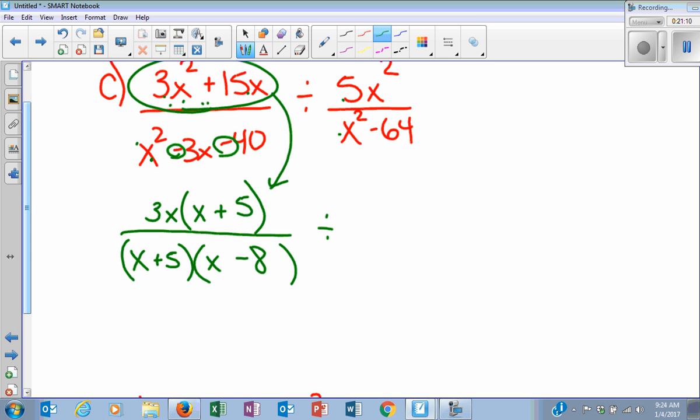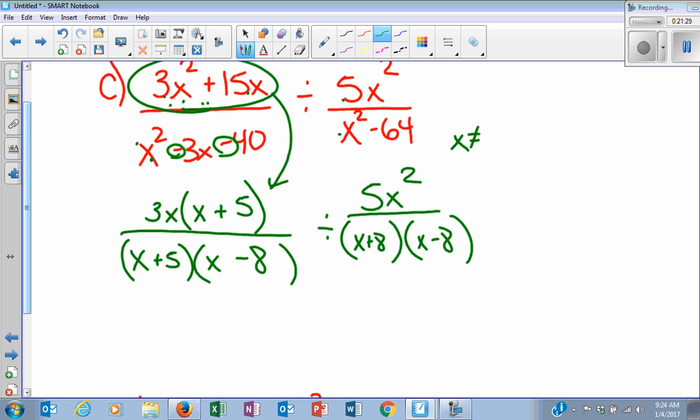Now I'm going to leave this as divide for right now. 5x squared over, this is the difference of squares, x plus 8, x minus 8. So I have to look at the restrictions right now. So that's my first time. I look at the restrictions now, and so far I've got x is not allowed to be negative 5. X is not allowed to be positive 8, and actually over here I get negative 8 also. I already have the positive 8, so I don't need it twice, so I can put plus or minus 8. So far those are my restrictions.